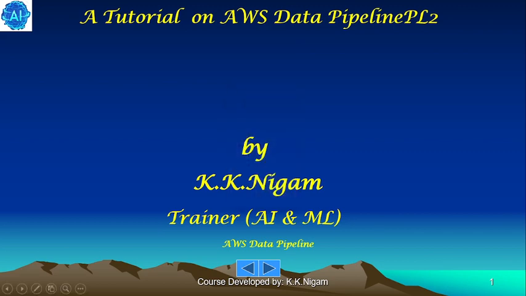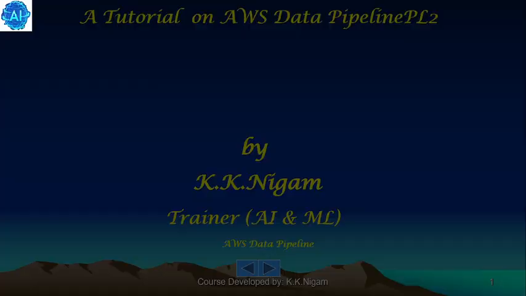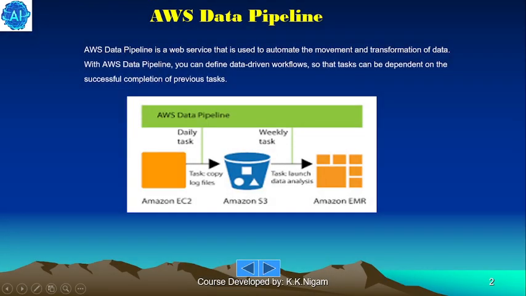Hello, so let's start with a new tutorial on AWS Data Pipeline. Now, AWS Data Pipeline is a web service that is used to automate the movement and transformation of data. With AWS Data Pipeline, you can define data-driven workflows so that tasks can be dependent on the successful completion of previous tasks.